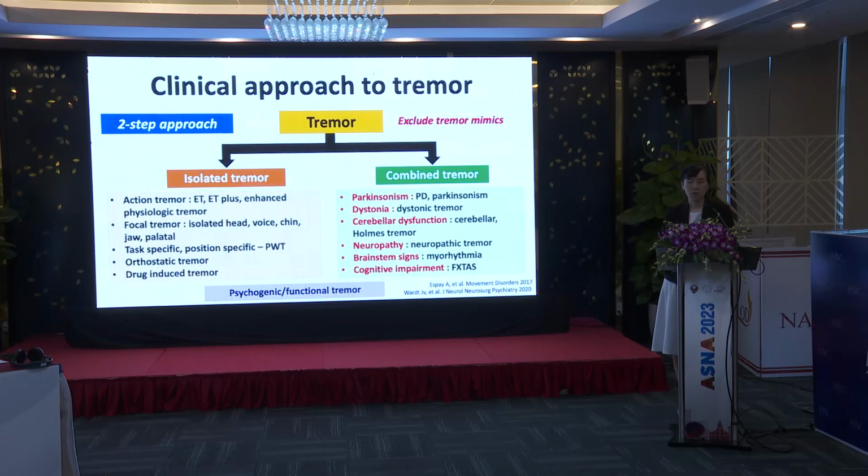In summary, there are 2 steps in approaching tremor. The first step is to exclude tremor mimics. The second step is to determine whether the patient has isolated or combined tremor based on the focused neurological examination.